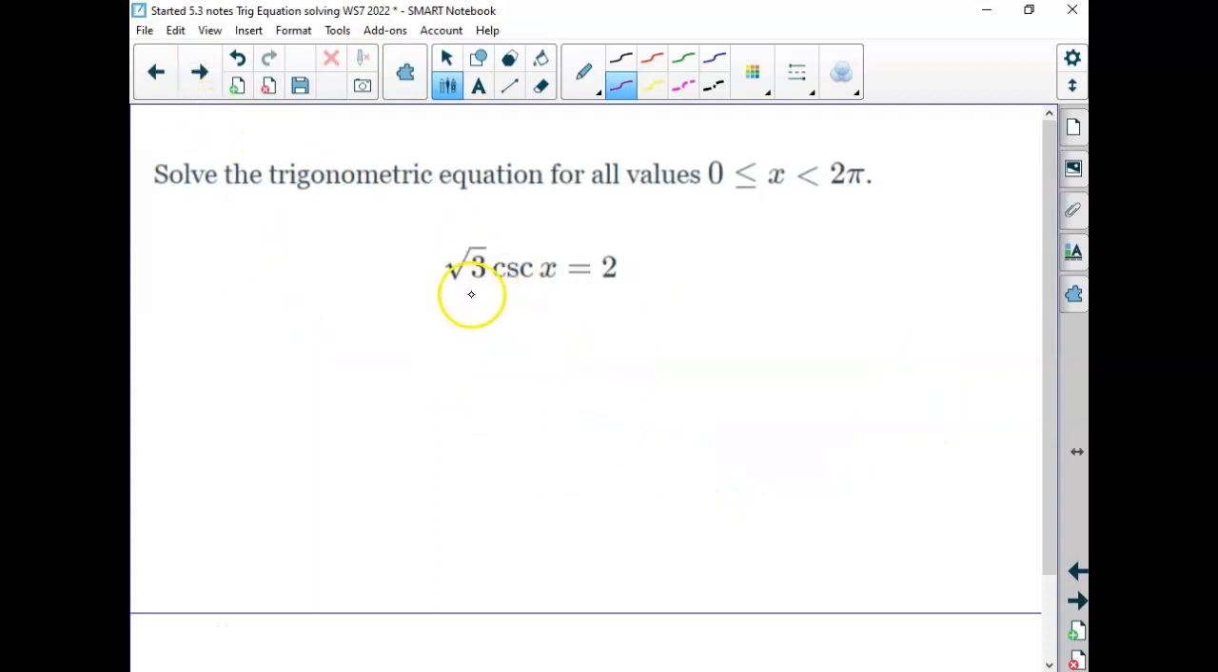So this one again would just be 2 over square root of 3. But then if you flip cosecant over, you get what? So you're looking for where the sine is square root of 3 over 2. And you'd put in those two answers. I just wanted to make sure everybody was okay with that. That was my warm-up today.